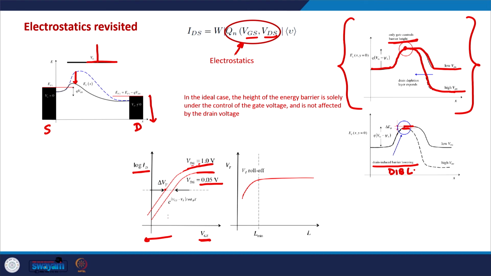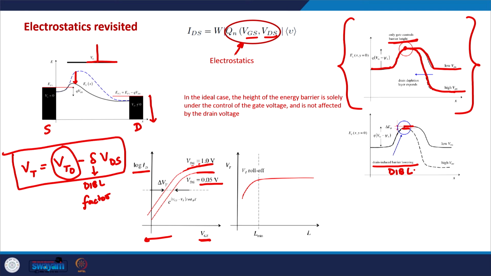So, this results in a change in the threshold voltage, and that is why the threshold voltage most of the times is written as Vt equals Vt0 minus delta VDS, where delta is the DIBL factor. Vt0 is the threshold voltage in the ideal case, and delta is the DIBL parameter. So, it shows that Vt also changes with VDS, which is what we want to avoid.